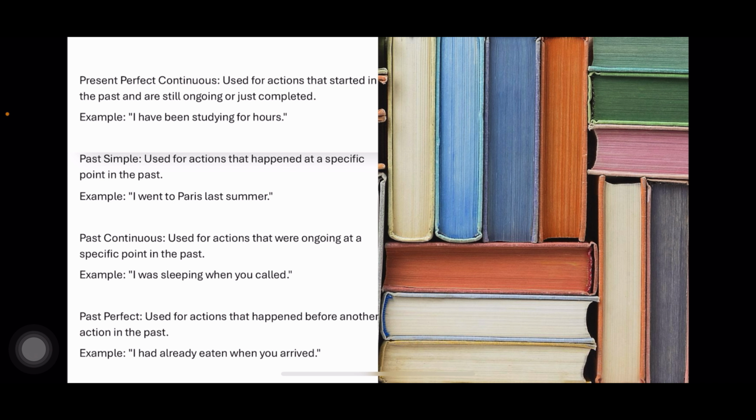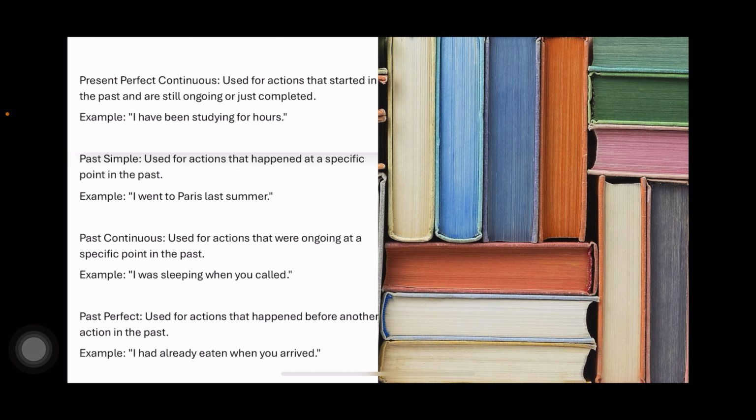Past simple. It is used for actions that happened at a specific point in the past. For example, I went to Paris last summer. I went to London last winter. I was in Paris last summer, or I went to Paris last winter.